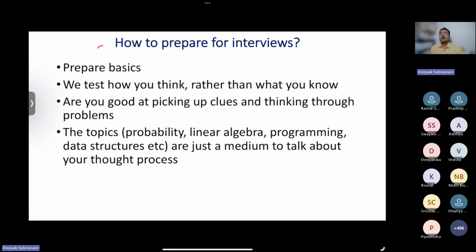We want to test how you think. Are you good at picking up clues and thinking through problems? So then why this topic? Why probability, linear algebra, etc.? Basically, that is a medium for us to talk about your thought process. Otherwise, how do we communicate? So if I ask you a problem in probability, I want to see how you break down that problem and think through the process. Are you looking at edge cases? Are you looking at the data that is required to answer this question?